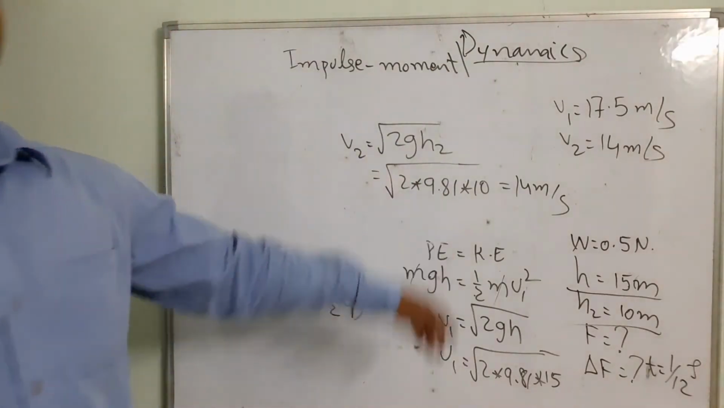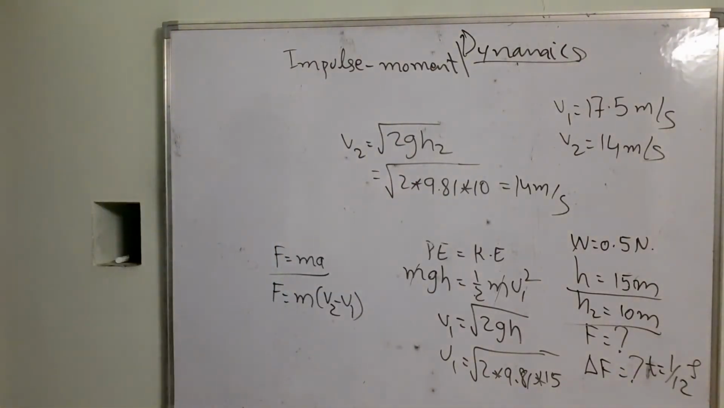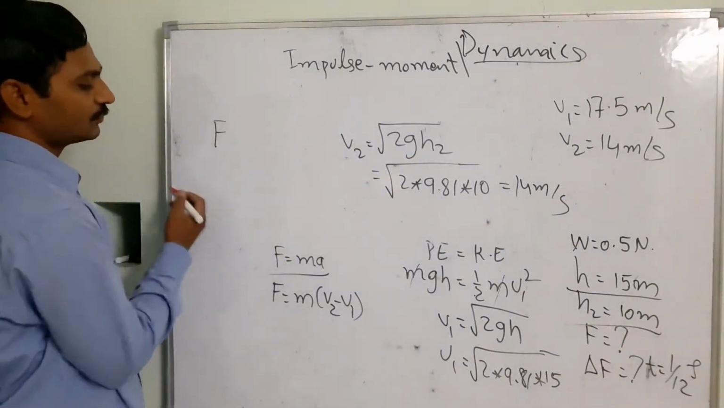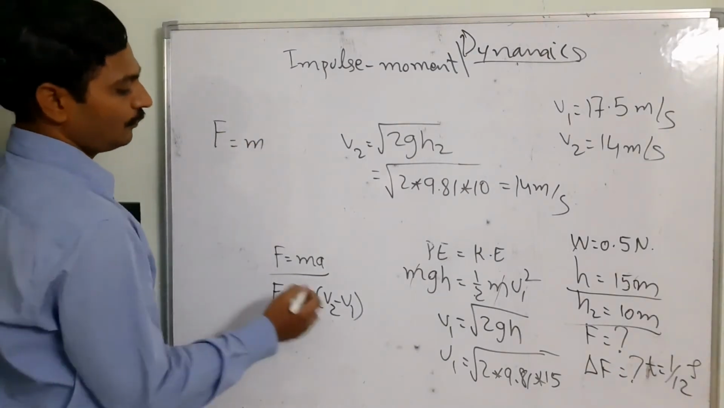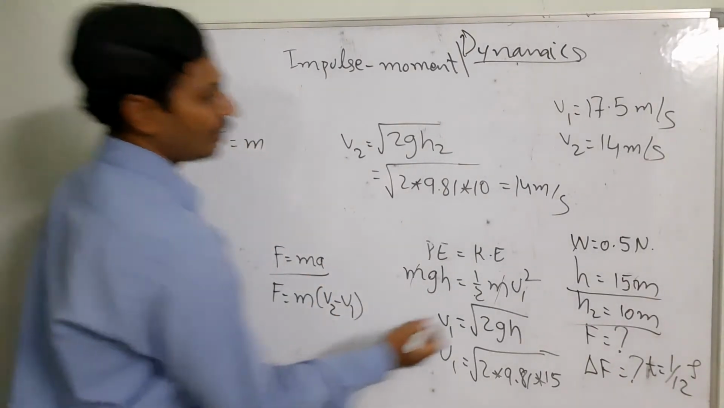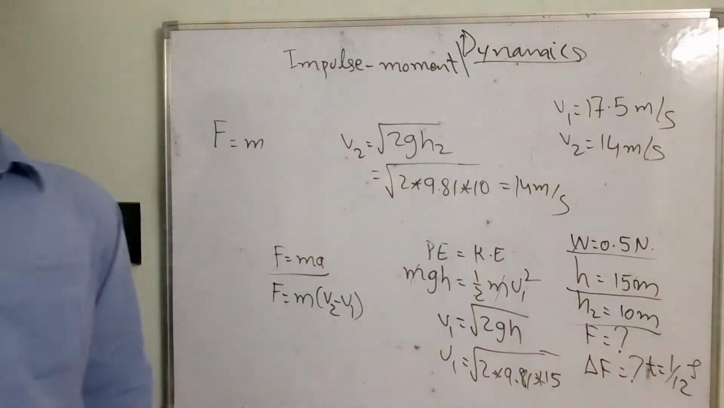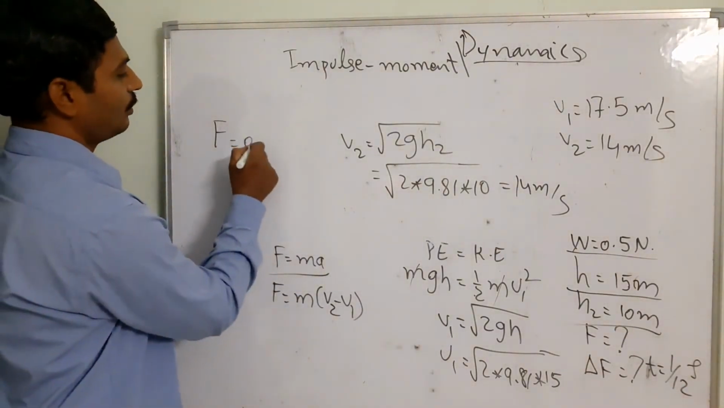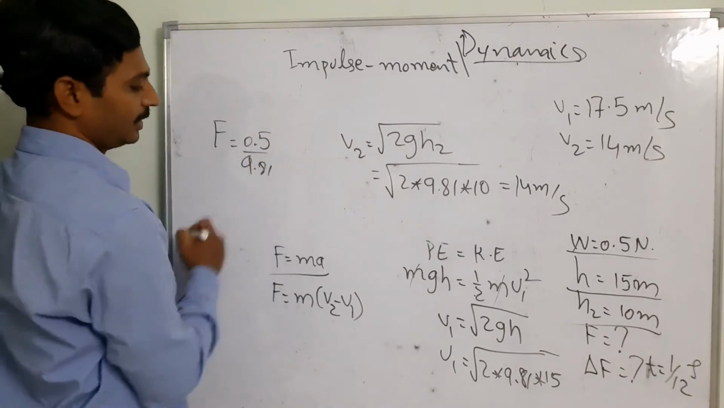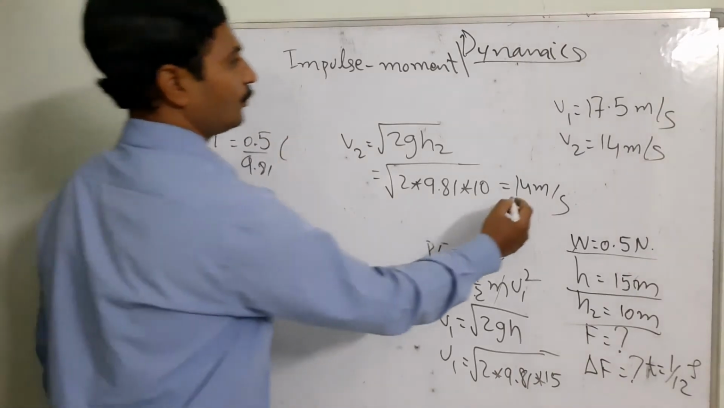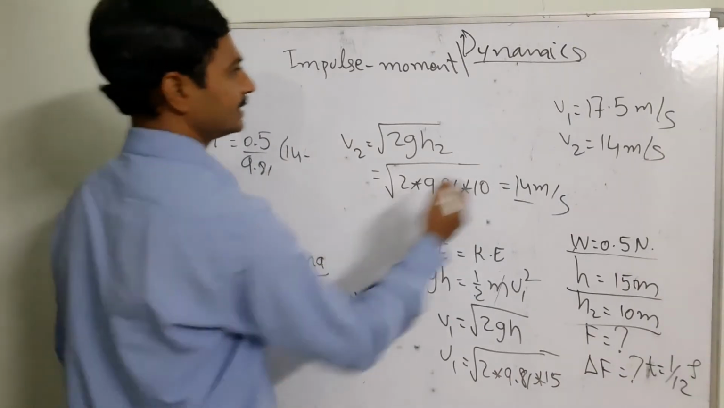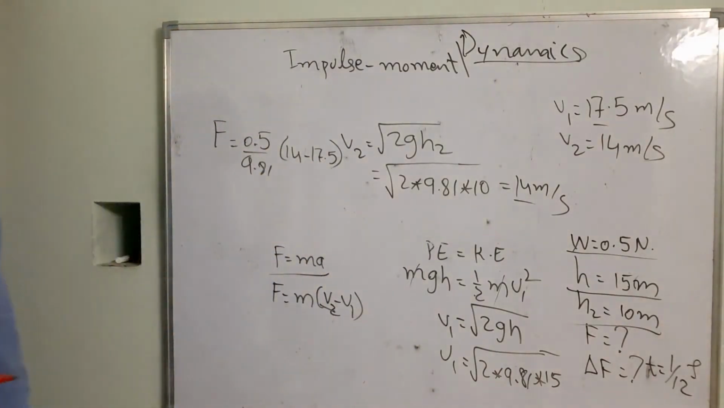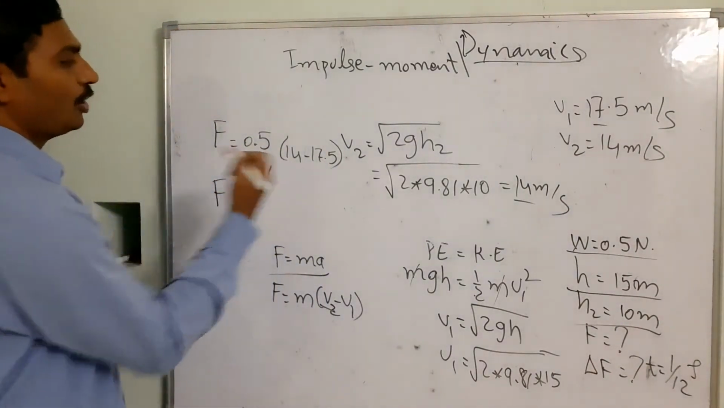Right? Once I have this value, what am I going to do? I am going to substitute in this equation. So how are we going to do this? The impulse force is equal to mass into V2 minus V1. Here the weight is available as 0.5 newtons, right? So instead of the mass, I am going to take 0.5 by 9.81, into V2 equal to 14, minus V1 equal to 17.5. Alright.